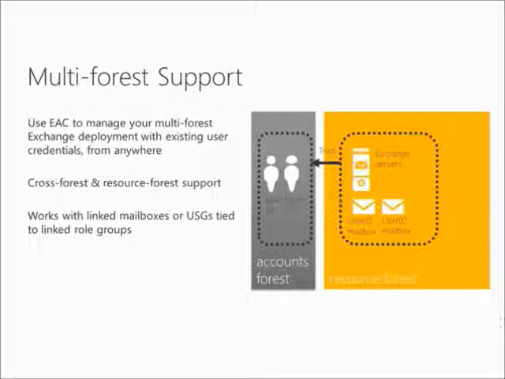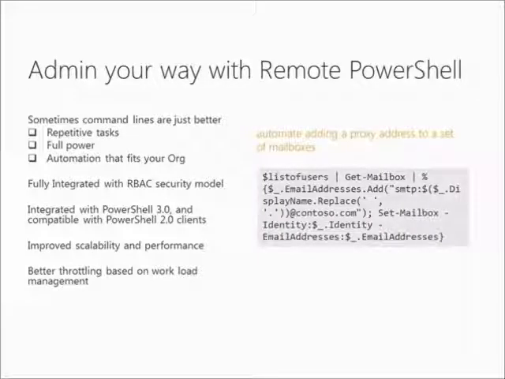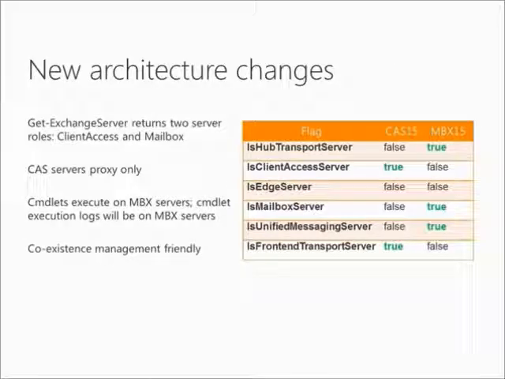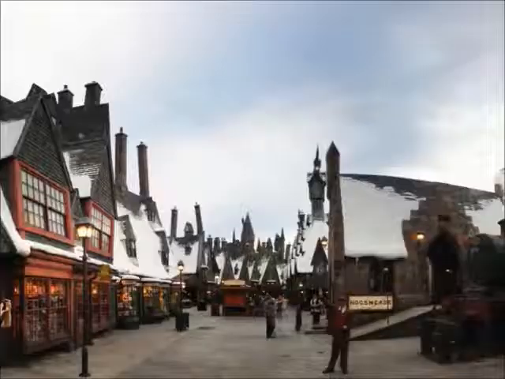Multi-forest support, cross-forest and resource forest support. Remote PowerShell, the RBAC bypass route has been closed, and I can now run my PowerShell from a tropical beach hut somewhere. I just need to create the business case for it. And I thought this one was worth including. If you started at the end and you're working your way back through this video blog. That's it for my roundup of MEC 2012.